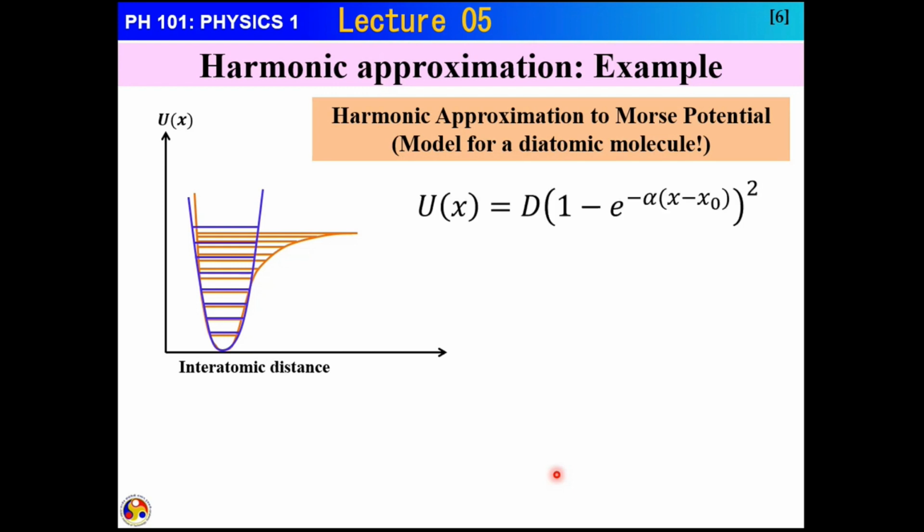The potential looks like this. This is the Morse potential. Here you see that at x equal to x naught, the potential is 0. If you put x equal to x naught, this will become 0: e to the power 0 is 1, and 1 minus 1 is 0. At x equal to infinity, this becomes 0, and then U is D.